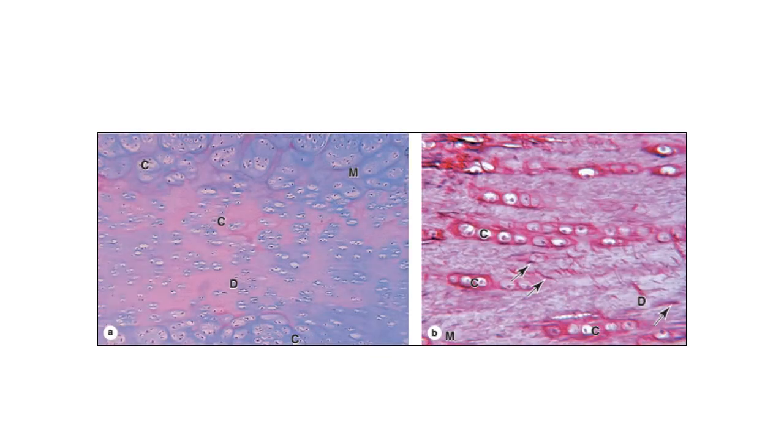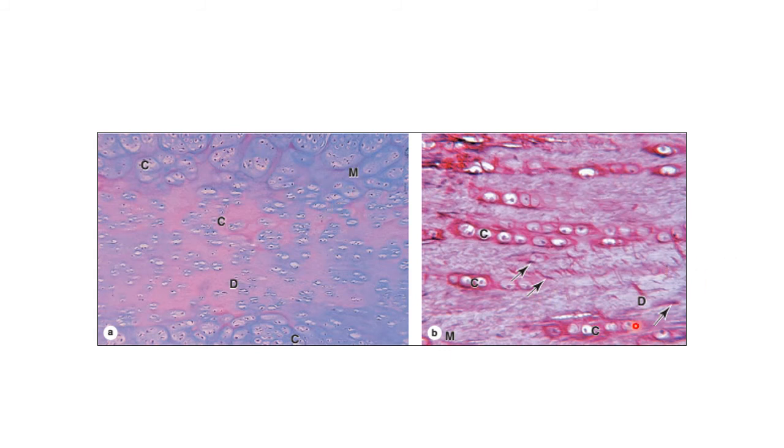So fibrocartilage, as it appears in this image. Okay, histological section of fibrocartilage. On the left side, A, C stands for chondrocytes. These are the chondrocytes here, and here you will see a lot of chondrocytes. D stands for dense collagen fibers, which appear red. M stands for matrix between the lacunae. Here are the chondrocytes found inside lacunae.